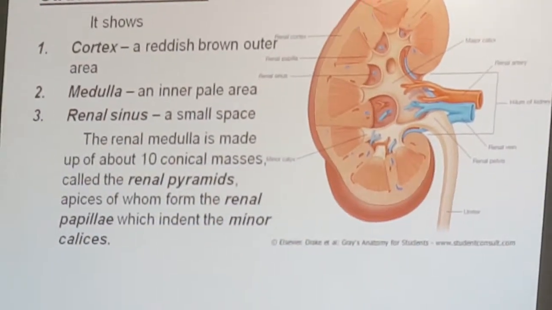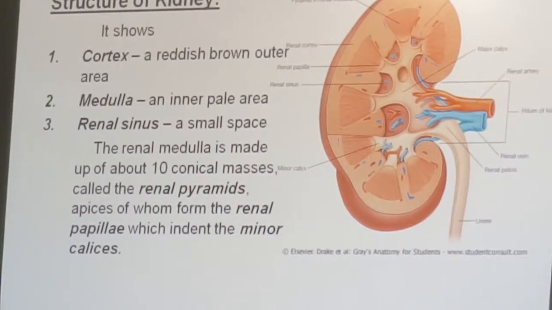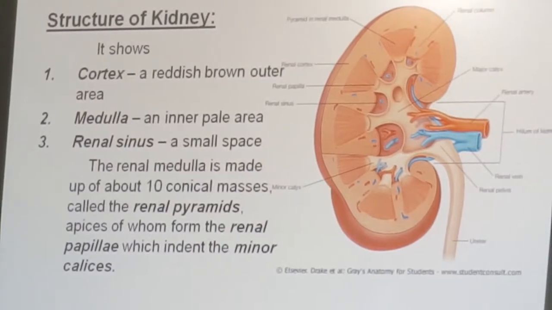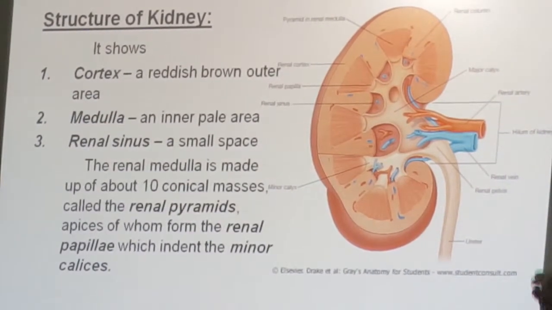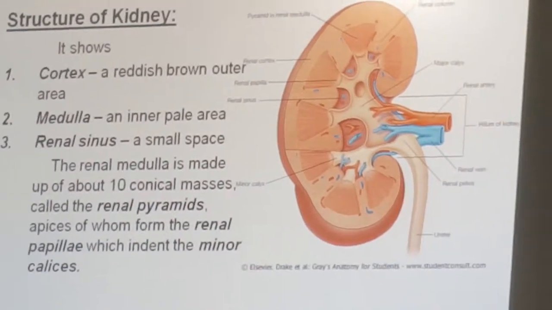So here, what you can see with the naked eyes is the renal cortex and the medulla. In the medulla there are pyramid shaped structures. These are called the renal pyramids, and the apex of it will be called the renal papillae, and they will be draining into the minor calyx.